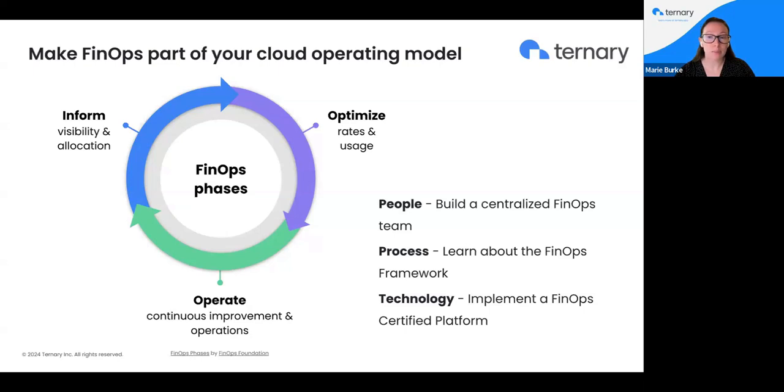Lastly is the technology piece. For many folks, this comes in the form of a FinOps certified platform. Ternary is an example of that kind of platform. We've also seen the evolution of cost management tools, cloud provider native consoles and native tools, as well as DIY approaches. And we do support building on top of Ternary as well via our APIs and our integrations. But let's talk about Microsoft Azure for a minute, because that's why we're all here today.